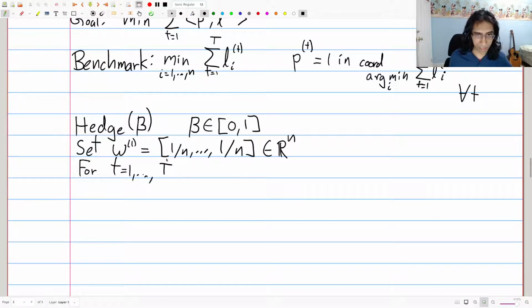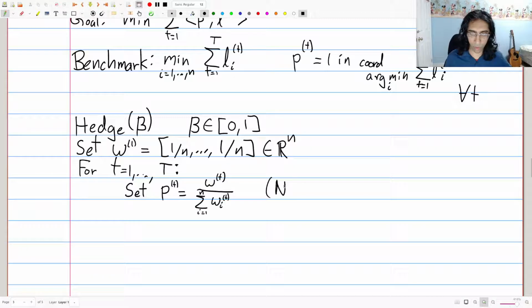So for now, it actually is a distribution. It starts off like that, but it's not going to stay like that. So just to be safe, we're just going to set p sub t equal to w sub t divided by its sum. Essentially all this is saying is we normalize, converting these weights into a distribution because you're dividing by the sum.